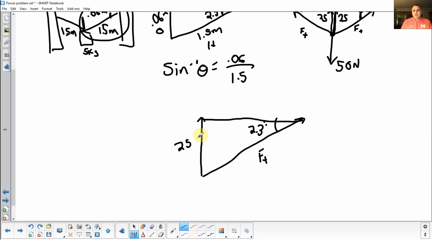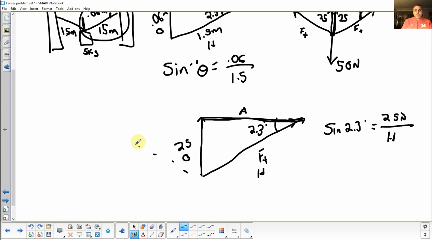2.3 degrees. So I've got this as an opposite, this as my hypotenuse. Again, I'm going to use sine. Sine of 2.3 degrees equals the opposite side, 25 newtons, over the hypotenuse, which is my tension. Now the crazy thing is, this is the x side, and that's my adjacent side, not that it matters, but this tension pulls to the right just as hard as the other tension, if we drew it in, pulls to the left. So the two horizontal components of the tension cancel each other out.